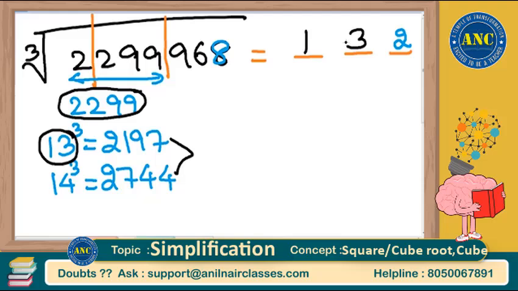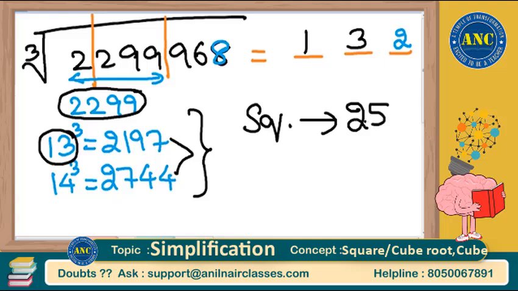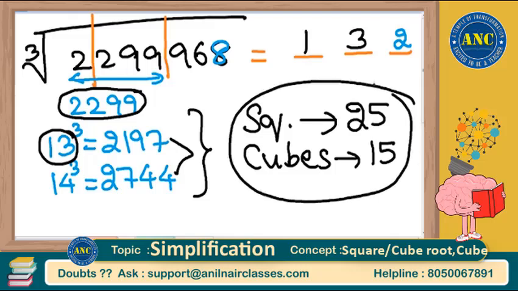Simple, sir. You will make it simple if you know these values. That is the reason I emphasize this point. Squares till 25, cubes till 15. Minimum is a must for any competitive exam. If you don't know this, you will struggle. Simple, sir.